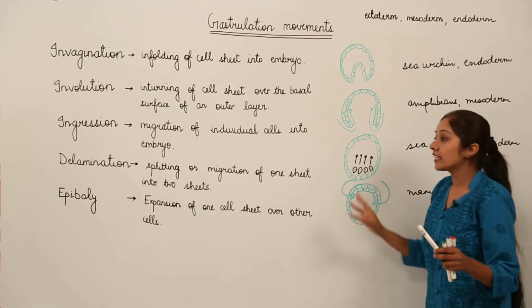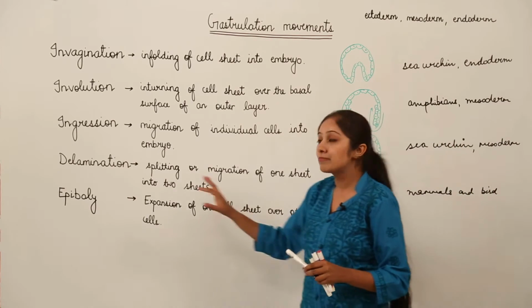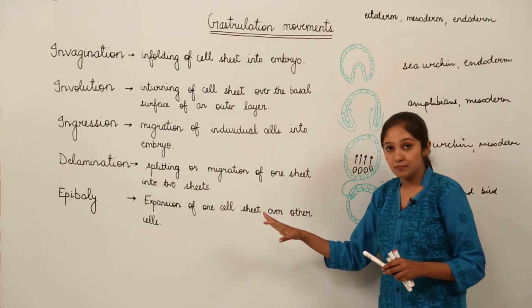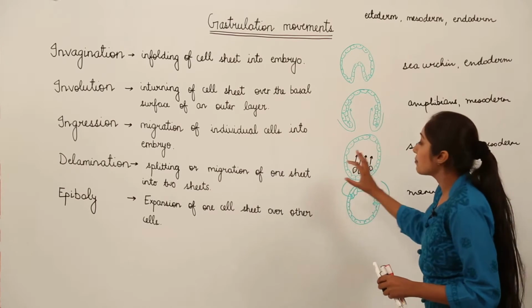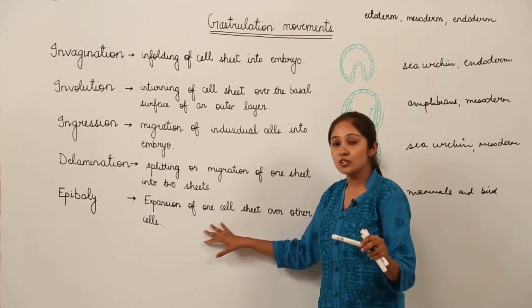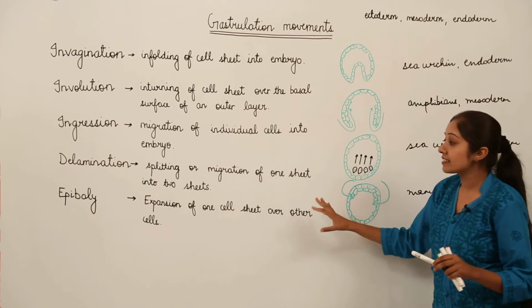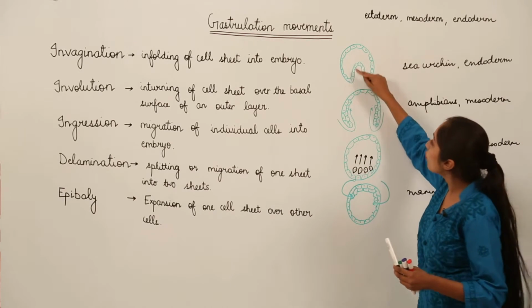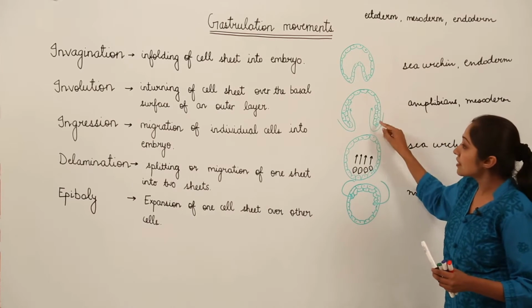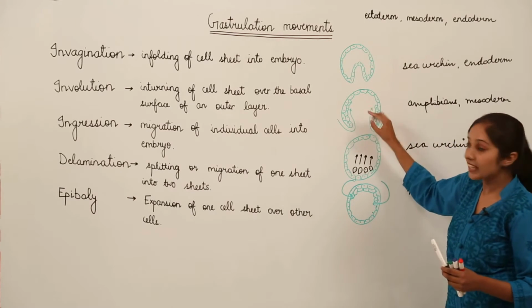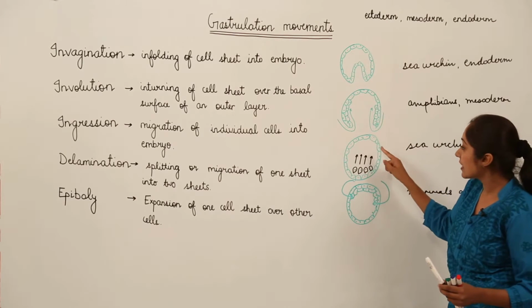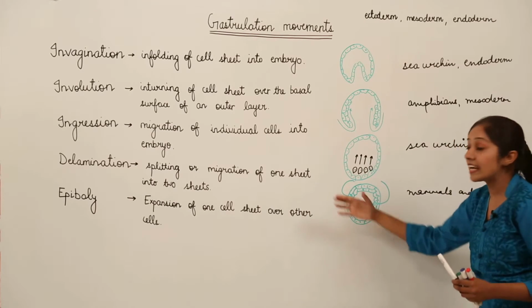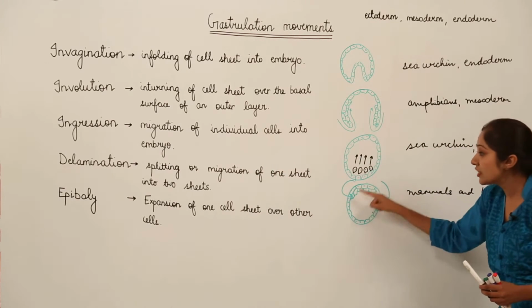Now let's move on to the next type of gastrulation movement, that is epiboly. It is expansion of one cell sheet over other cells. So I hope that by reading this, you will be able to have an idea of what this type of movement is going to be. So in this case, what happened? We had an infolding of cell sheet. In this case, we had interning of cell sheet. In this case, we had migration of individual cells into the embryo, and in this case, we had splitting or migration of one sheet into two sheets.